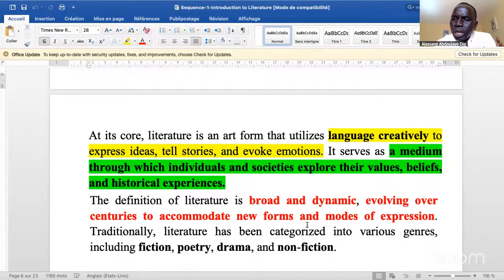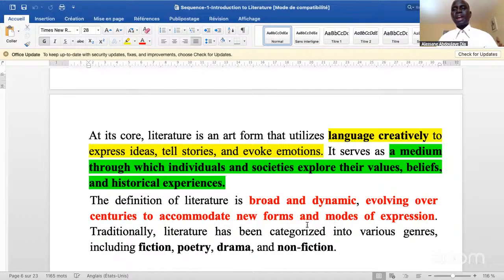La littérature est un moyen d'expression. La littérature est un moyen d'affirmation. Literature is a medium of expression. It helps individuals and society explore their values.